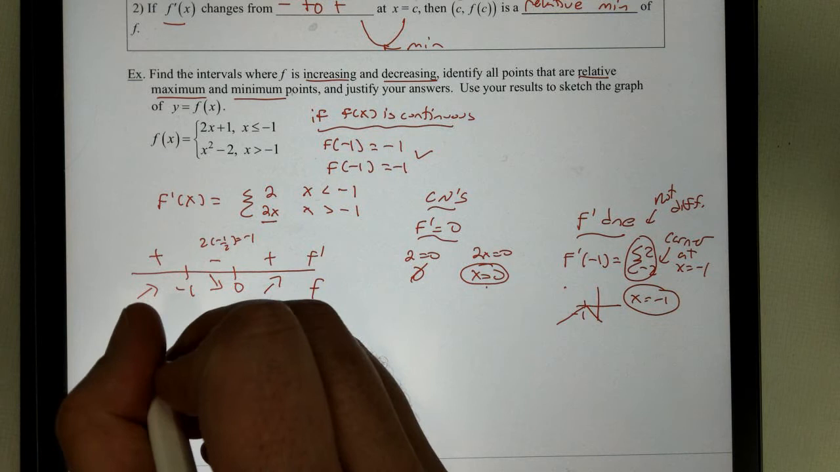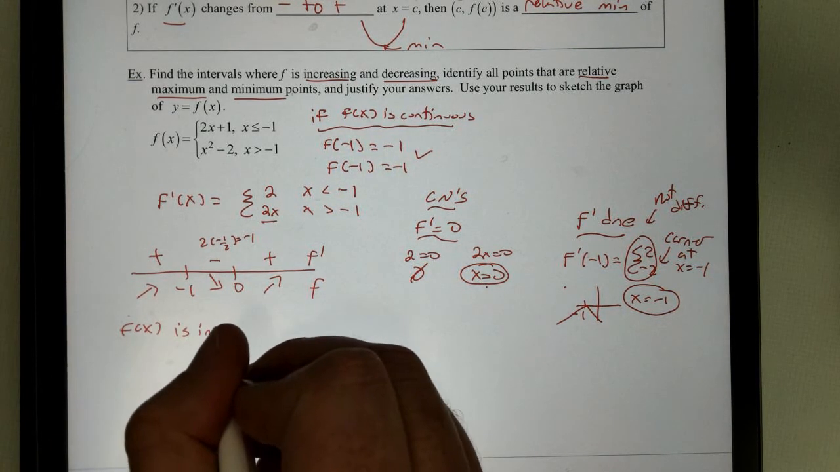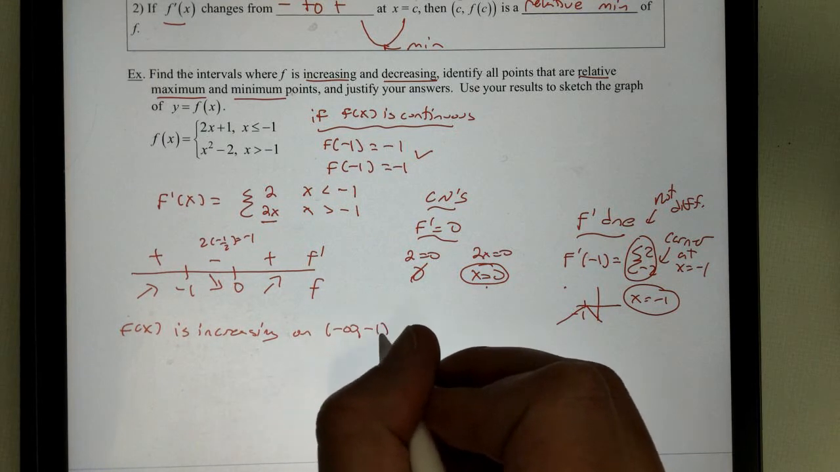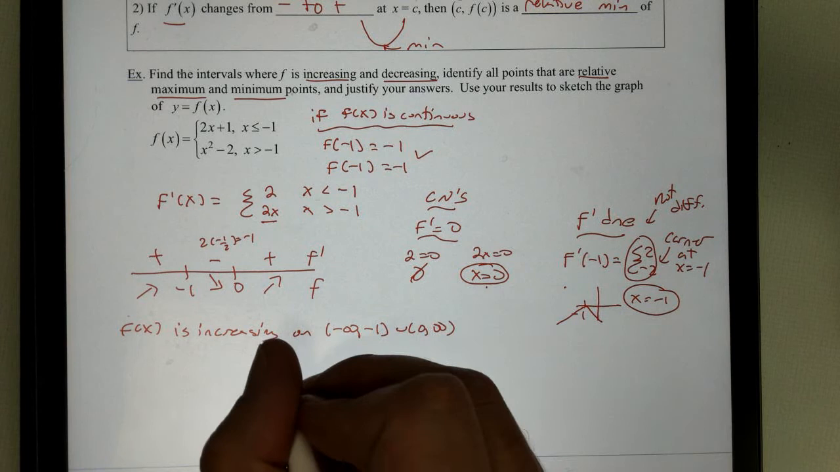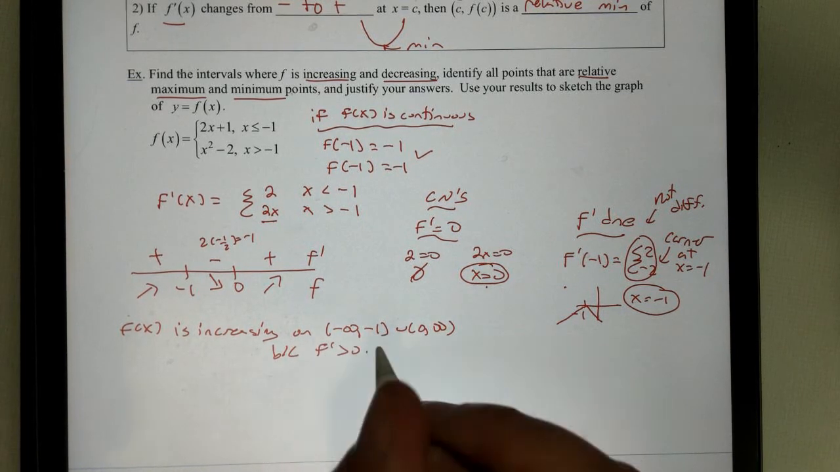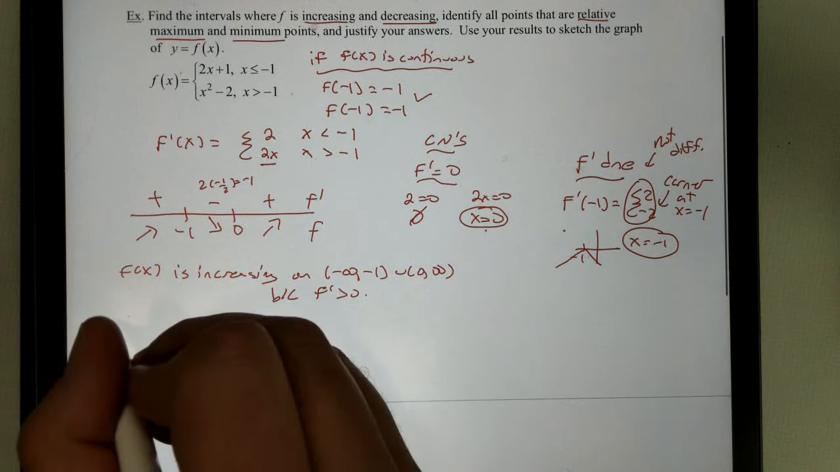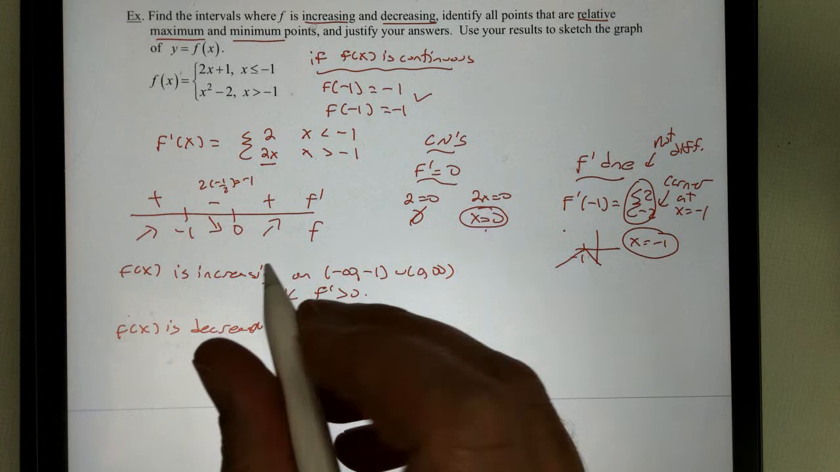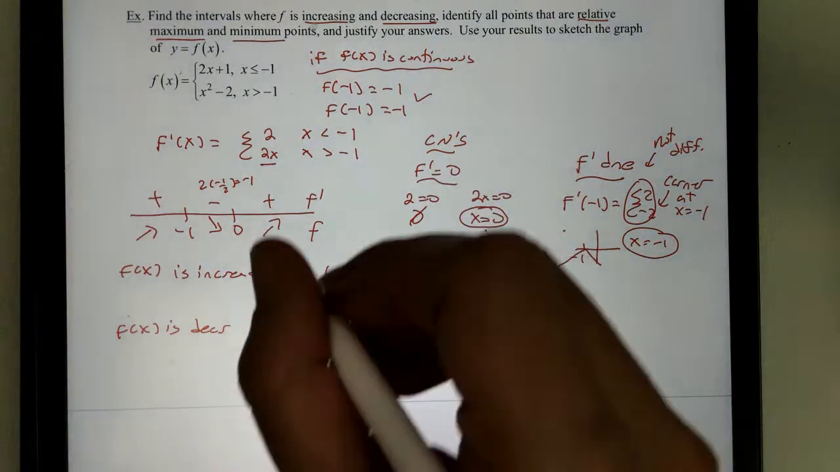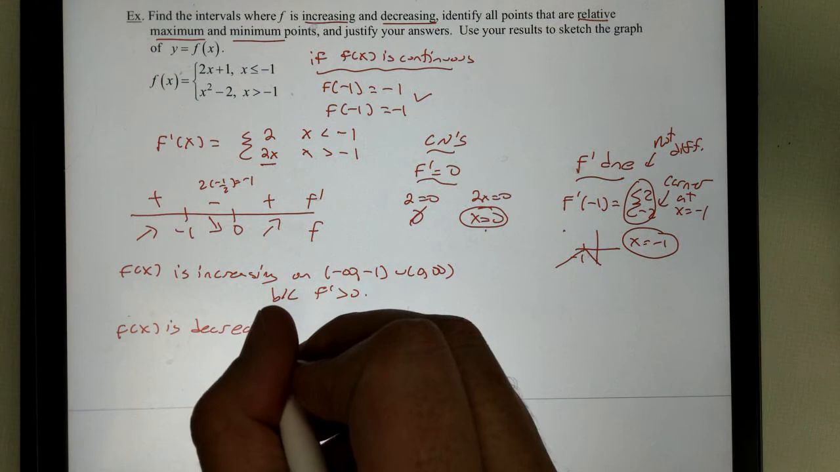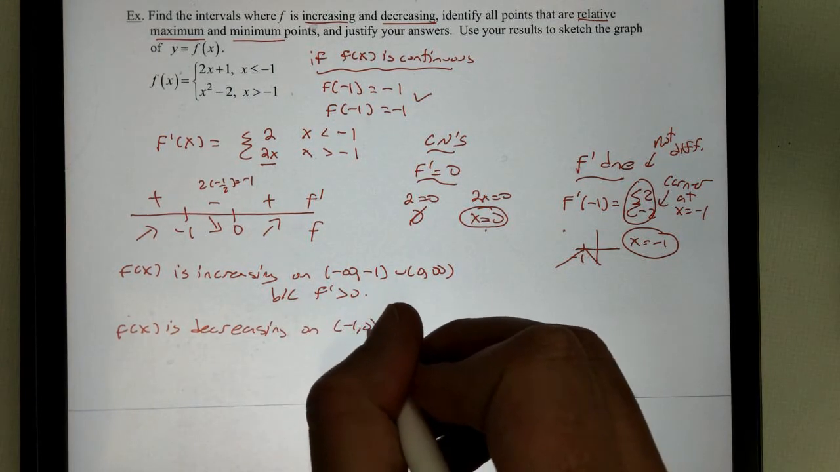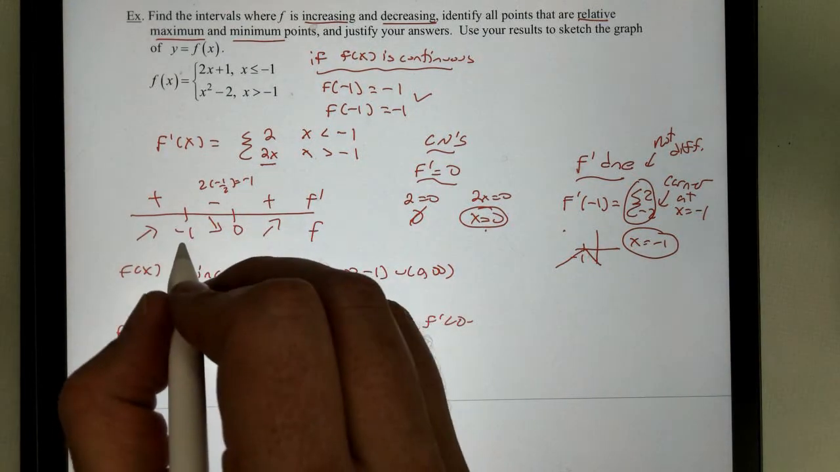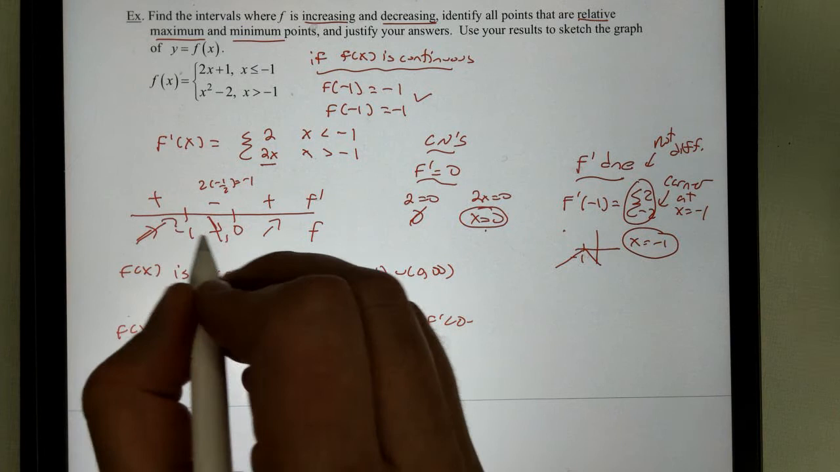We can say, we're going to write it down this way, f of x is increasing on the domain negative infinity to negative 1 or 0 to infinity because the derivative is positive. Likewise, we can then say f of x is decreasing on negative 1 to 0, and that is because the derivative is less than 0. We have a relative maximum at negative 1.